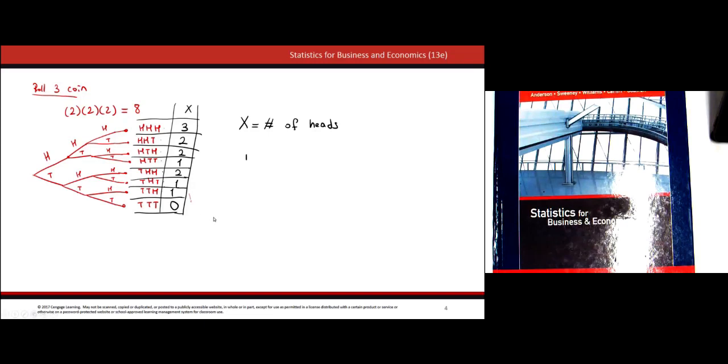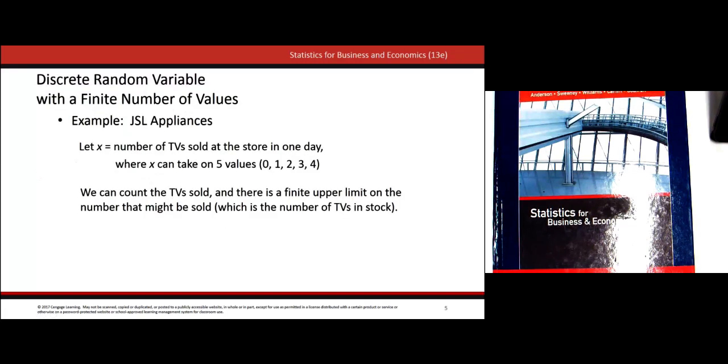Continuous random variables can take any value, not just the integers. They can take any value. Such as here, for appliances, X is the number of TVs sold at the store in one day. If you have 4 TVs in stock, then X can only take 5 values. It's either exactly 0, exactly 1, exactly 2, exactly 3, or exactly 4, which is discrete. You can count the TVs sold, yet we have a finite upper limit on the number that might be sold. This is discrete.